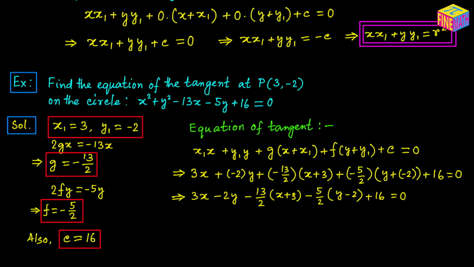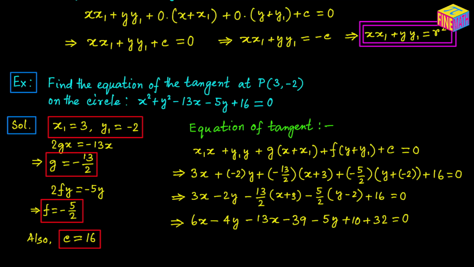And in the next step, I'm going to multiply this by 2 on both sides of the equation. Then the equation will look like this: 6x minus 4y minus 13 times x plus 3. So I have written that as minus 13x minus 39, and then minus 5 times y minus 2, that will become minus 5y plus 10, and then 16 will become 32 because we are multiplying each term by 2 on both sides of the equation, and that will be equal to 0 times 2, which is nothing but 0 on the right hand side.